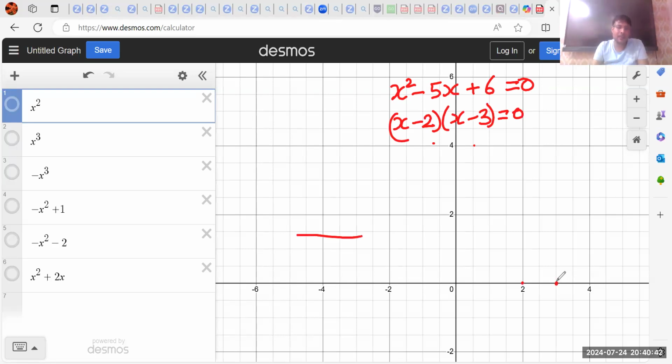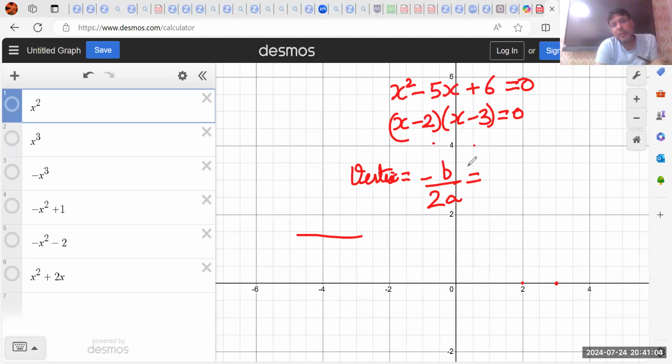These are the points. But if you get to know the vertex, it will be a lot more clear. Vertex is the middle point around which the graph is symmetrical. So the formula for finding the vertex is minus b by 2a. Minus b by 2a.